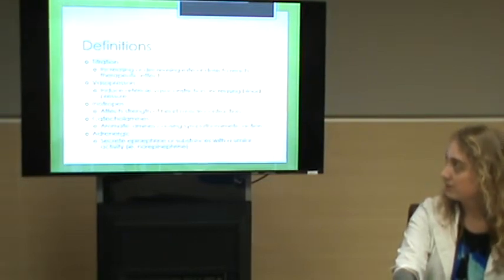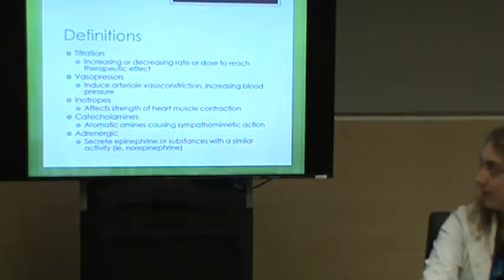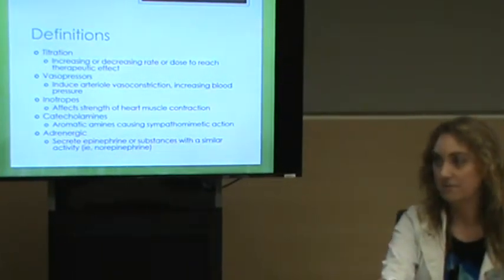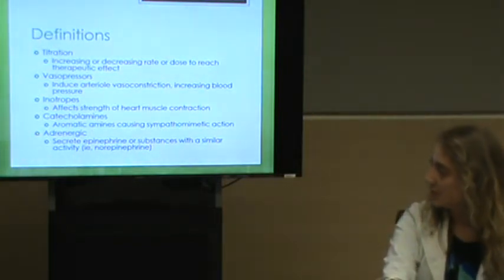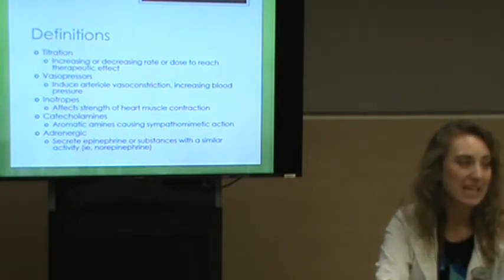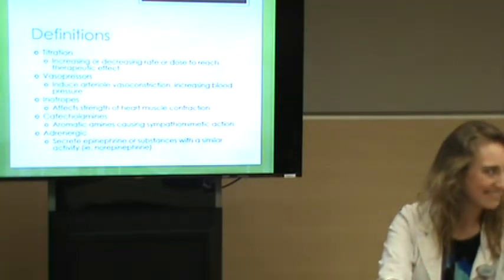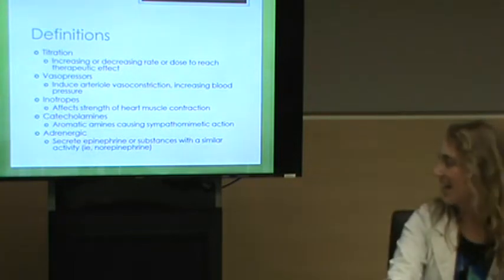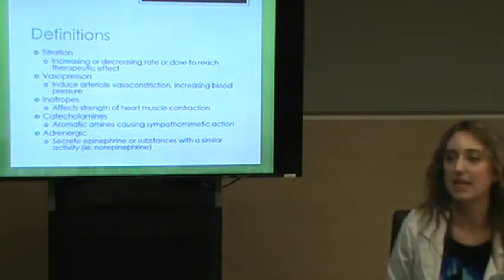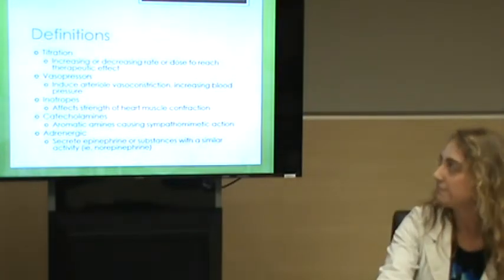Then there's vasopressors, which cause vasoconstriction and increase your blood pressure. Inotropes affect the strength of heart muscle contraction, and there are negative and positive inotropes, which we'll talk about in a second. Catecholamines cause the sympathomimetic action, which, how many of you know what that is? It behaves like the sympathetic nervous system, which causes fight or flight. And then adrenergic, which is just secreting substances like epinephrine or norepinephrine, anything similar to that.